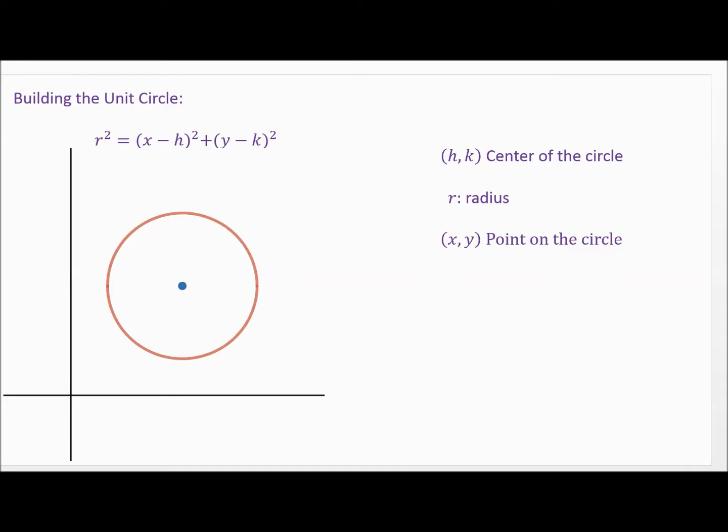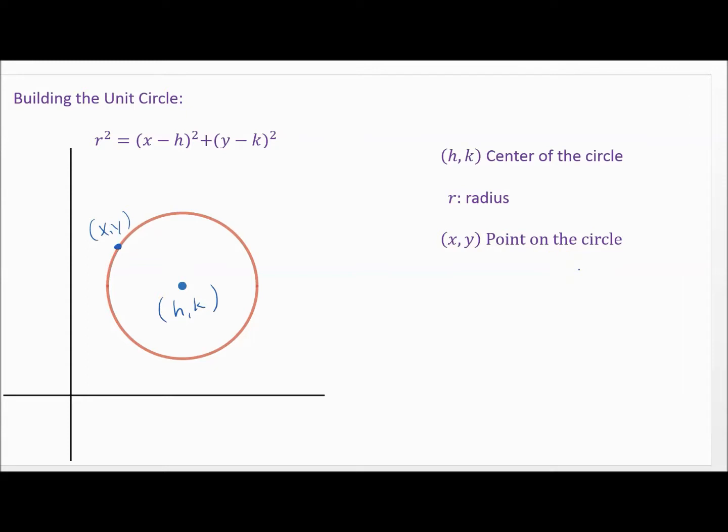And there you are. There's a summary of this information. So once again, our center right here is called HK, and x and y is any random point on the circle. Every one of them would make that true. So this is generic. Again, a reminder, HK is the center of the circle, R is the radius, and XY is a point on the circle.